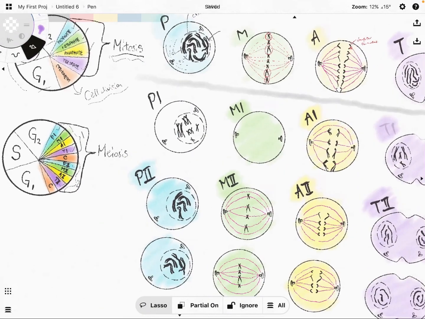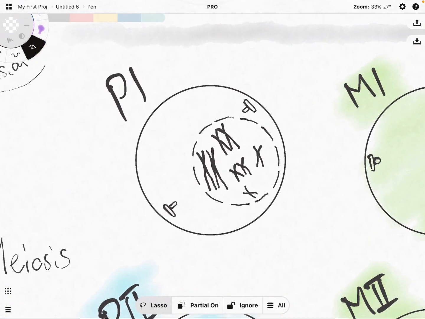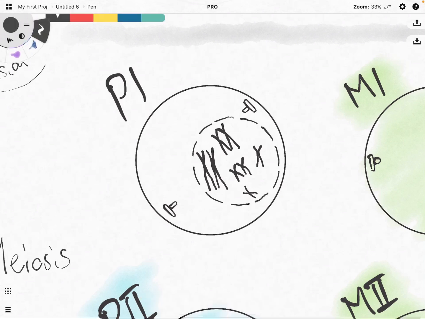Okay, let's go into meiosis. Meiosis begins similarly with prophase. We call this first prophase, prophase 1. You also find in prophase 1 that the chromatin fibers begin to coil and condense to form distinct metaphase chromosomes. But we find the first difference here.